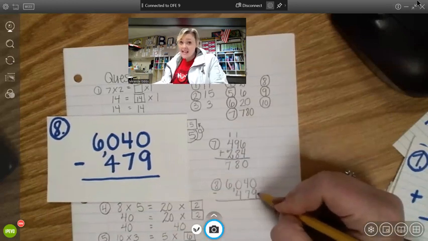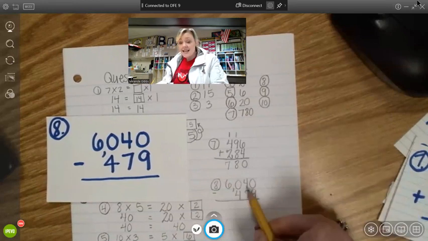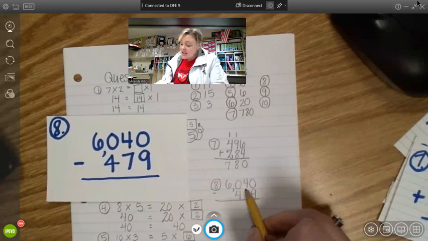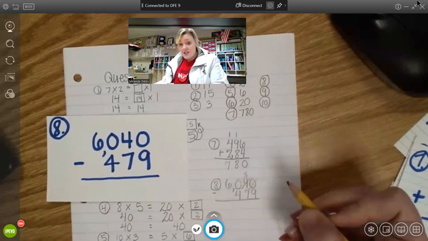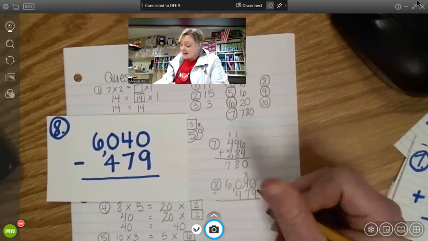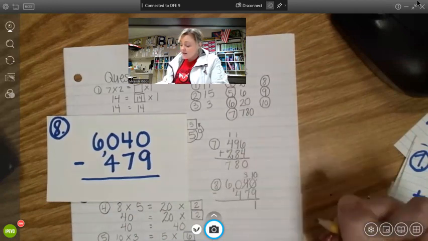0 cannot take away 9, so it needs help from the tens. Go to the tens and ask for 10. Change the 4 tens to 3 tens, and then our ones, we add 10 to it. 10 plus 0 is 10. 10 minus 9 is 1.